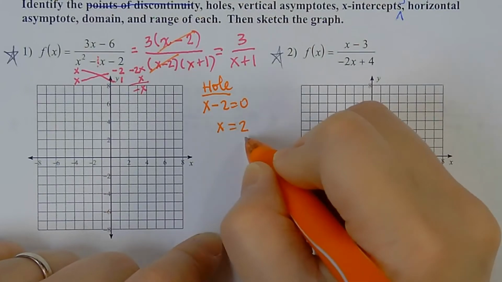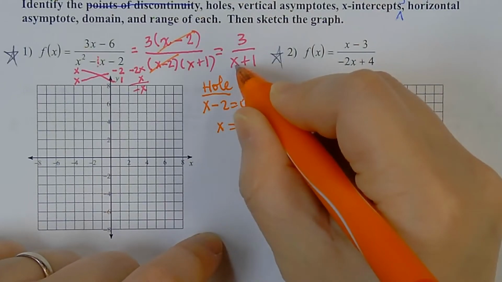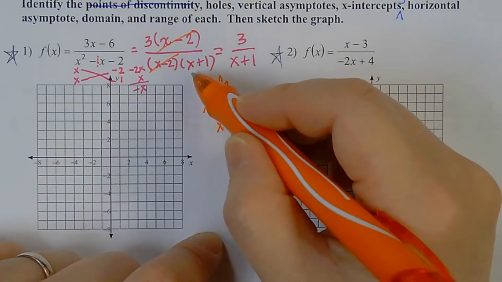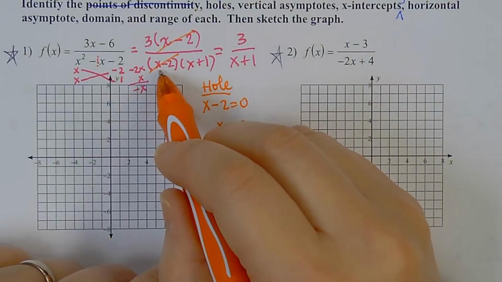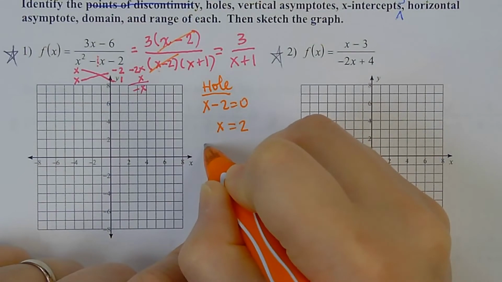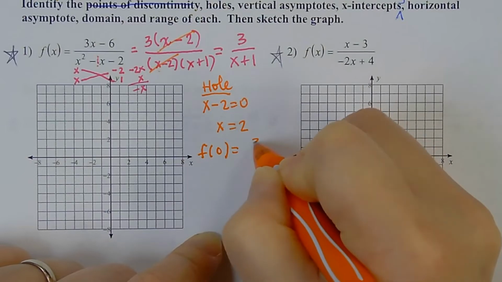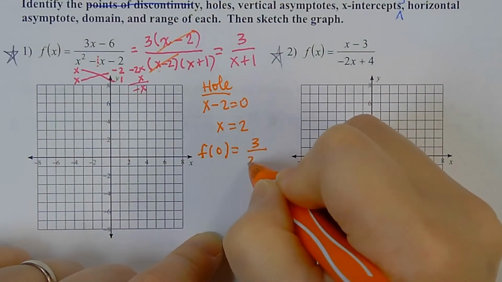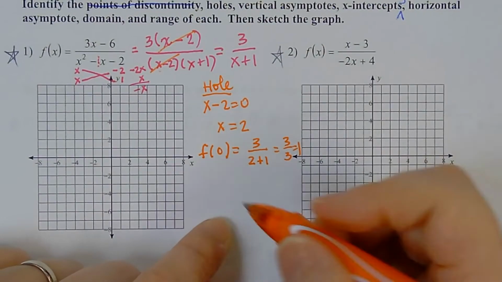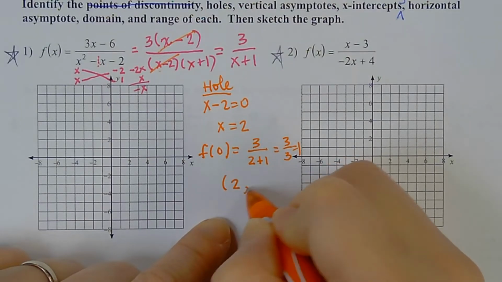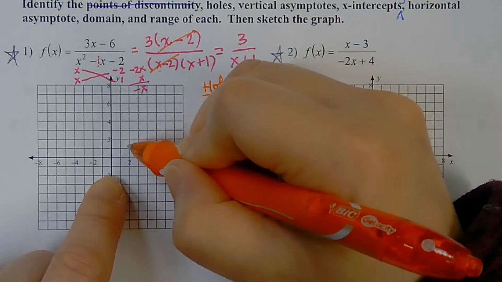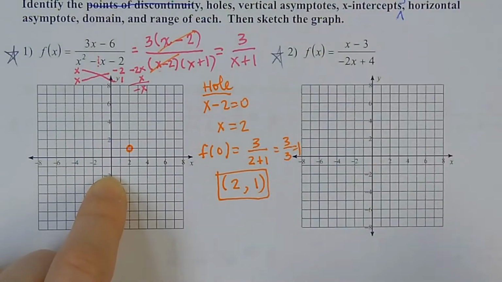And what about the y-coordinate? We're going to plug the 2 back into the simplified version, because honestly if we put it back into the original, the denominator is just going to be 0 because of that factor right there. And sad days, we can't do anything with it. So again, f of 2 is equal to 3 over 2 plus 1, which is 3 over 3, which is 1. So I know that the hole is going to be at (2, 1). So I go over to (2, 1) and draw that hole right there.